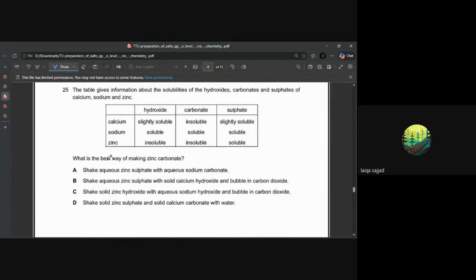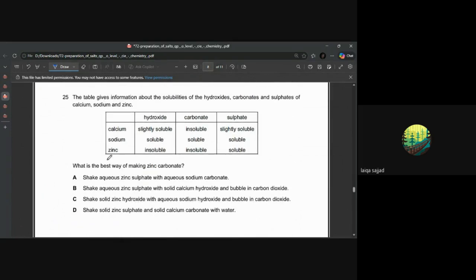Okay, then we are given a table of the solubilities of the hydroxides, carbonates, and sulfates of calcium, sodium, and zinc. What is the best way of making zinc carbonate? A: shake aqueous zinc sulfate with aqueous sodium carbonate. B: shake aqueous zinc sulfate with calcium hydroxide and bubble in carbon dioxide. C: shake solid zinc hydroxide with aqueous sodium hydroxide and bubble in carbon dioxide. D: shake solid zinc sulfate and solid calcium carbonate with water.